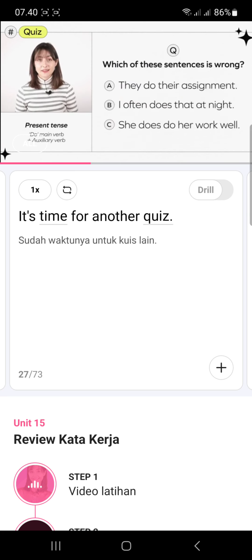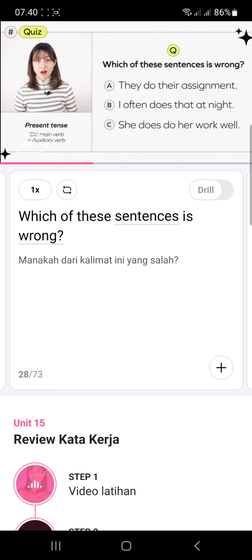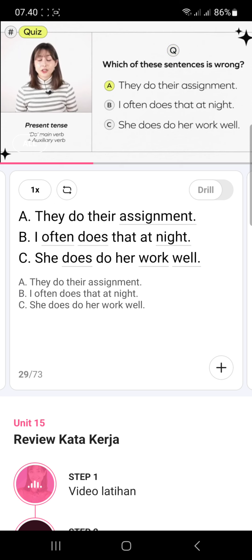It's time for another quiz. Which of these sentences is wrong? A. They do their assignment. B. I often does that at night. C. She does do her work well.